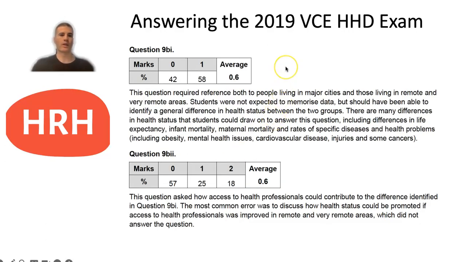Once again, in the examiner's report, it mentions that 58% of students were able to achieve a full mark for B part 1, but when it came to B part 2, it was only 18%. It mentions that a common error was to discuss how health status could be promoted if access to health professionals was improved in remote and very remote areas, but that was not answering the question. The question was asking you to explain how it contributed to that difference in health status.